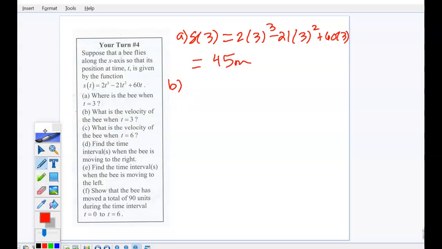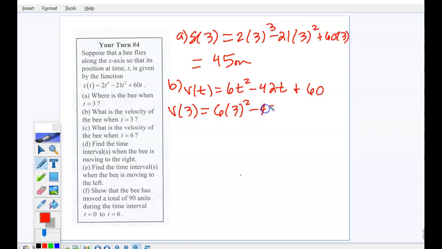Question B, what is the velocity of the bee when t is 3? So to find the velocity, it's the derivative of the position function, so it's going to be 6t squared minus 42t plus 60. And again, to find the velocity at 3, I'm just going to plug 3 into here.